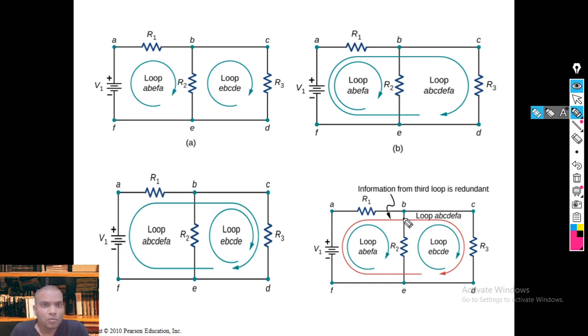Whenever we are considering loops to solve for the given quantities in the circuit, try to cover all the components as much as possible, so that we can get the expressions to solve for the variables they ask, either the current or voltage. So be careful while selecting the loops.